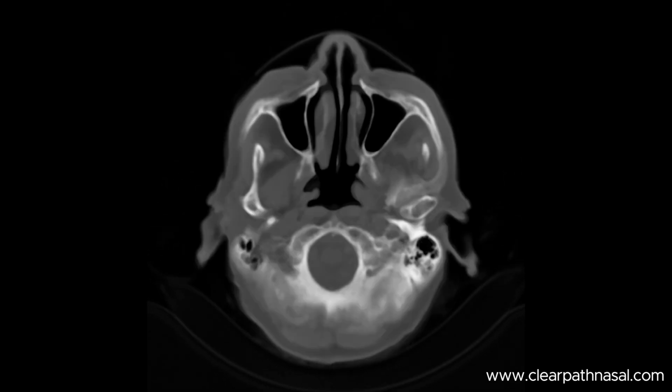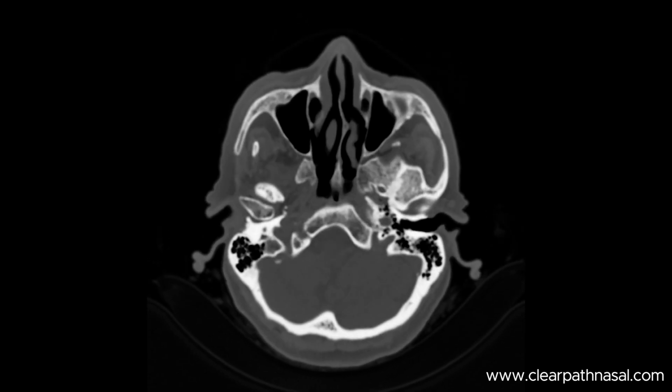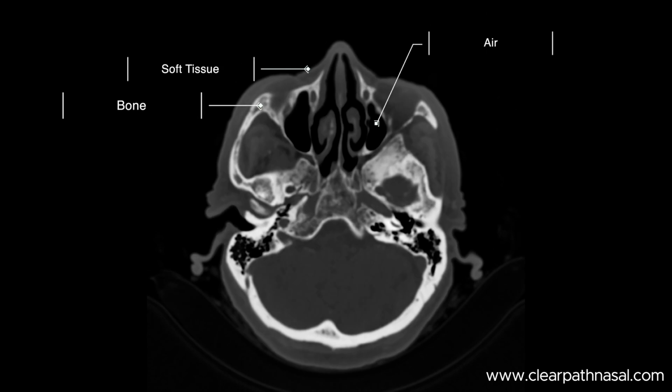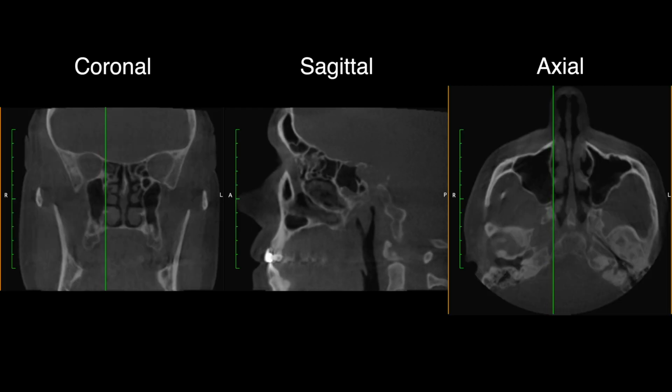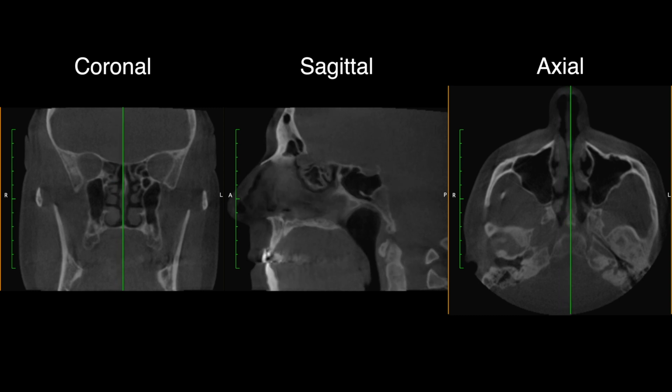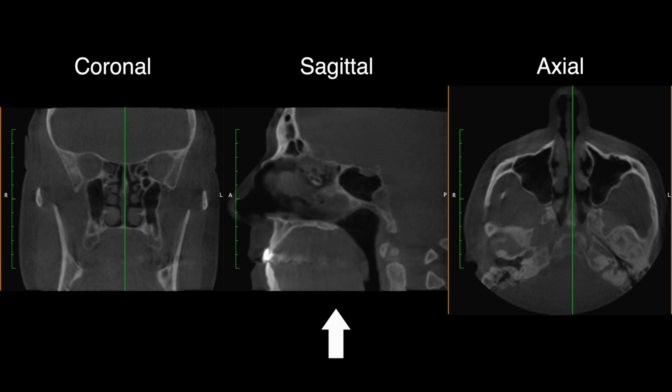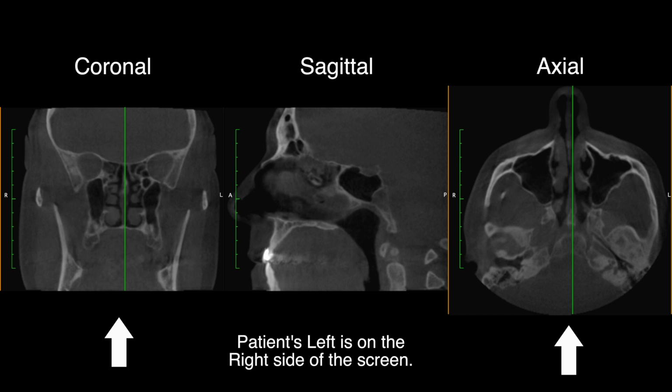This is a CT scan of the nose and sinuses. By convention, air is black, bone is white, and soft tissues like the eye, brain, and tongue are gray. As we review these scans, it is important to know the type of view we are discussing. The first view is the profile view, which is the sagittal view. The next view is the axial view, or the top-down view. And the last view is the coronal view, which is the front-to-back view. Please note on the axial and coronal views, the patient's left is on the right side of the screen.